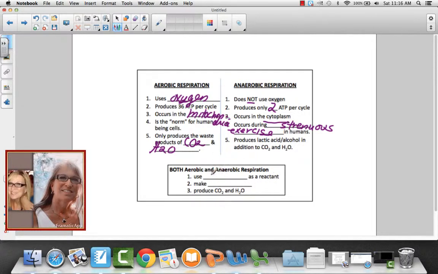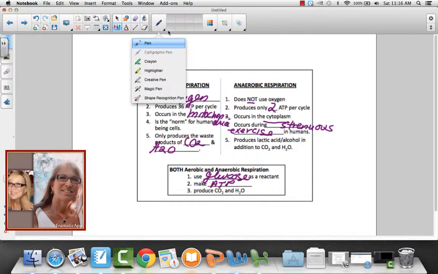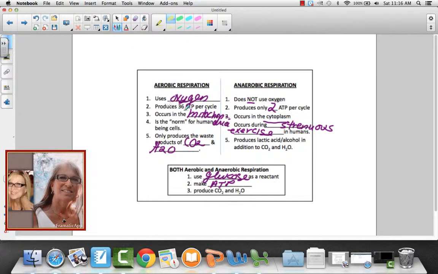What do they both have in common? Well, they both use glucose as a reactant. They both make ATP, although clearly varying amounts, and they both produce carbon dioxide and water. So this is 36, this is 2, this is oxygen, this is no oxygen, and this occurs in the mitochondria, this occurs in the cytoplasm. And this is what they have in common.